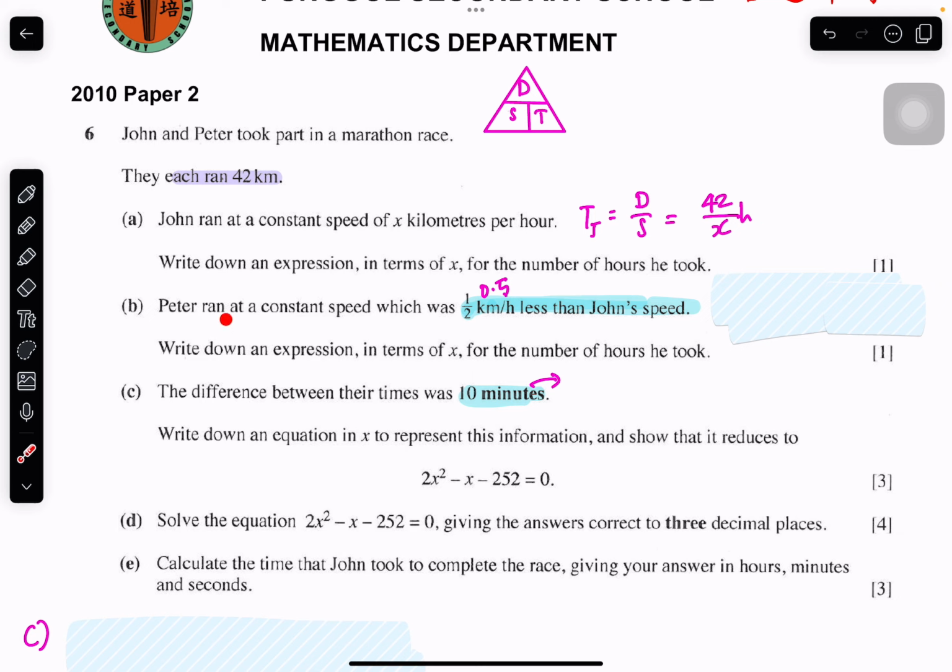Part B, similarly, Peter ran at a constant speed, however, he was running 0.5 kilometers per hour less than John's speed. Okay, so if you recall, John's speed is x kilometers per hour. So the speed of Peter would then be x minus 0.5. Alright, so the time taken by Peter would therefore be 42 divided by his speed, x minus 0.5. And similarly, the units is in hours.